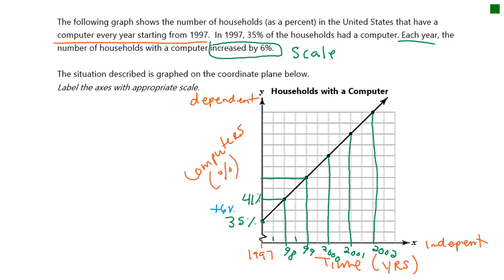What about the next one? I keep adding 6. It's going to be 47%. What about the next one? It has to be 53. All right, what about the next one? Well, it has to be 59. And the last point has to be 65.